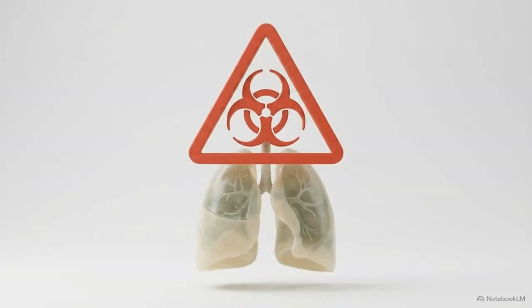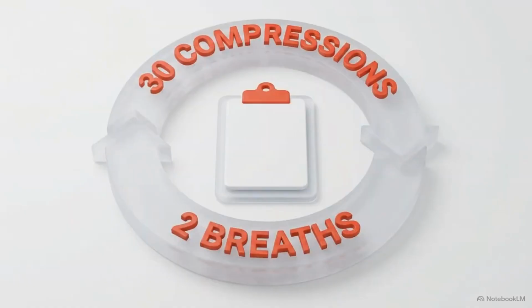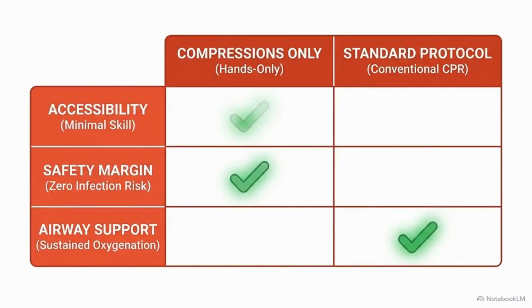The cost of this sustained oxygenation is complexity. It reintroduces the risk of infection, and properly alternating between compressions and breaths requires formal training and muscle memory. This comparison matrix clearly illustrates the split. We weigh hands-only against conventional CPR across skill, risk, and time. Hands-only clearly wins on minimal skill and zero infection risk. Conventional CPR is the only method winning on sustained oxygenation.